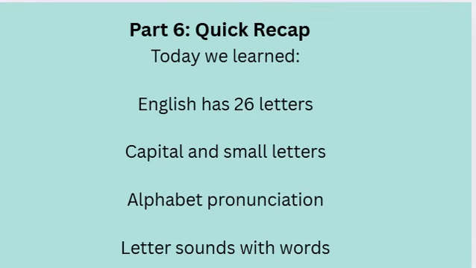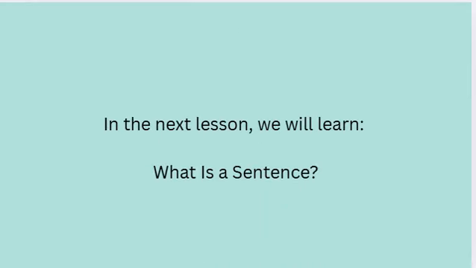Now today what we have learned, we will quickly recap these things. So today we have learned English has 26 letters, capital letters and small letters we have learned. Alphabet pronunciation, we have learned pronunciation is different, sounds are different. Letter sounds with the words we have learnt.